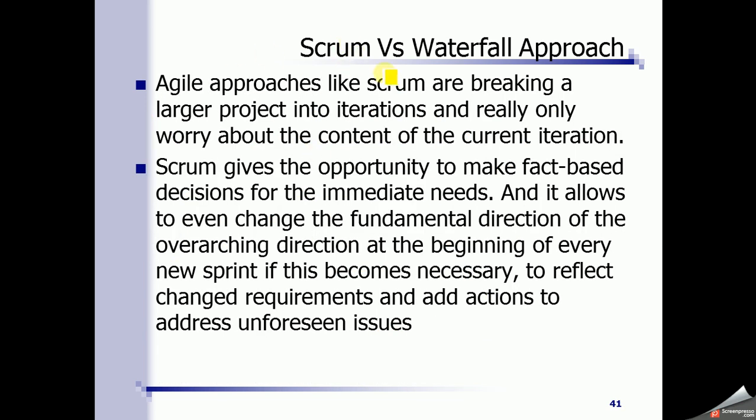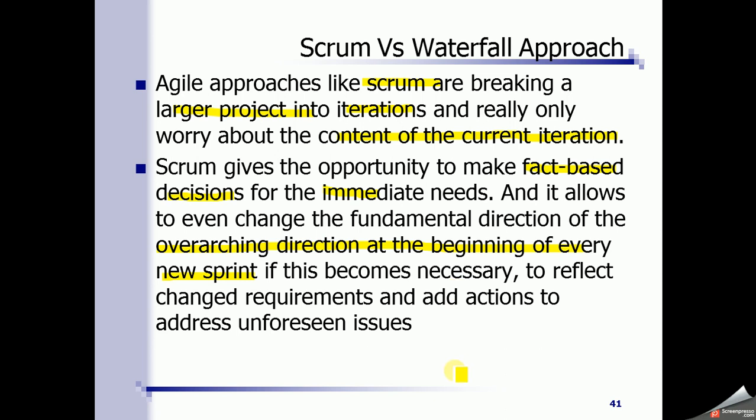All the agile development approaches, just like Scrum, break large projects into iterations and really only worry about the content of the current iteration. And it gives the development team and the other stakeholders, the owners also, the ability to make fact-based decisions for immediate needs. And it allows to even change the fundamental direction of the project at the beginning of every new sprint. So at the beginning of every sprint, you can even change the entire direction of the project, right?